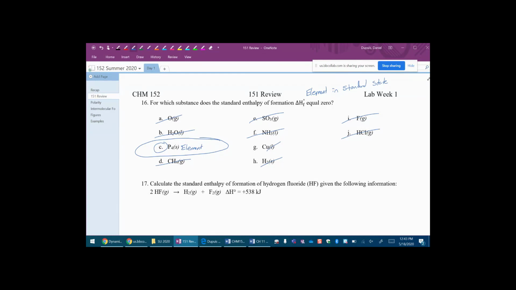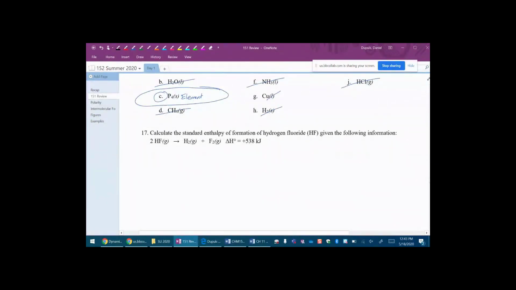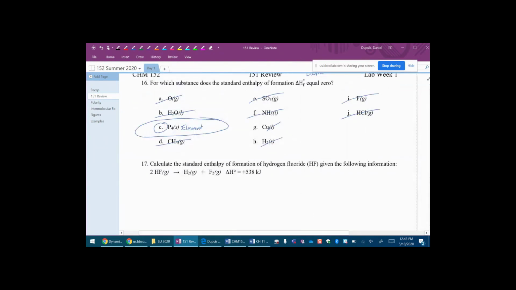All right. How are we doing here? All right, calculate the standard enthalpy of formation of HF, given the following information. So that's my reaction.